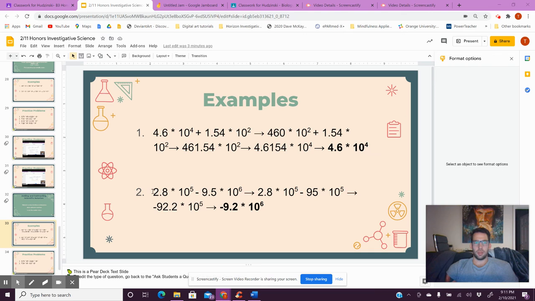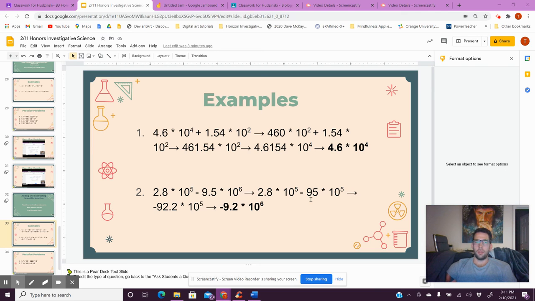I'm going to do the same thing. 2.8 times 10 to the fifth minus 9.5 times 10 to the sixth. I'm going to change it to either 5 or 6. I'm going to choose one. In this case, I chose 5. I'm going to move my decimal. I'm going to decrease 10 to the sixth by 1 by moving the decimal in 9.5 to the right one time. When I do that, I get 2.8 times 10 to the fifth.